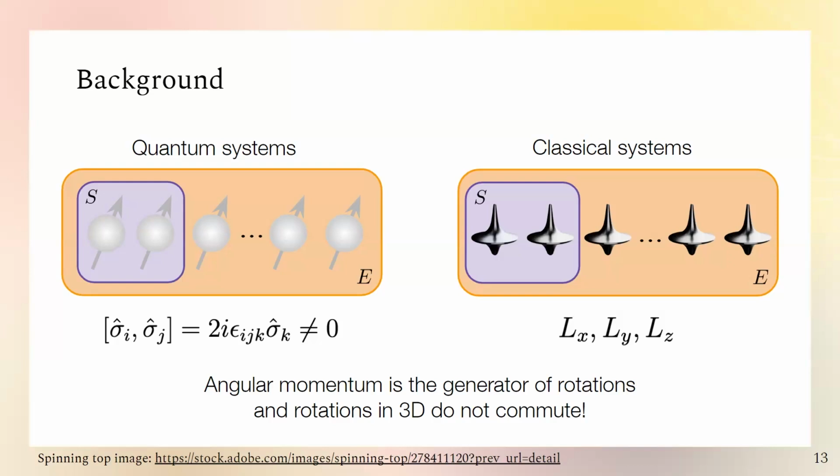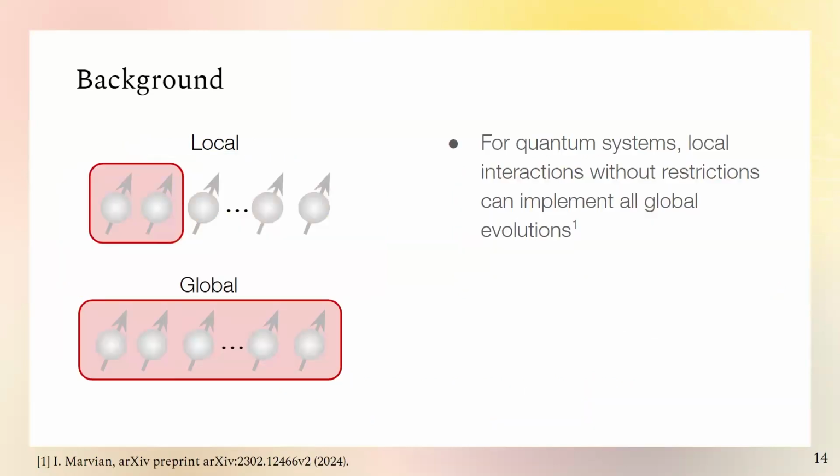So the changed thermodynamic phenomena that I'm interested in, that we've seen in quantum systems with non-commuting conserved quantities, is local interaction's ability to affect global evolution. So local interaction is an operation that only affects some of your quantum particles or spinning tops in this case. So it'll only affect 2 or 3, not all of them. Whereas a global evolution can be applied to all the particles in your system.